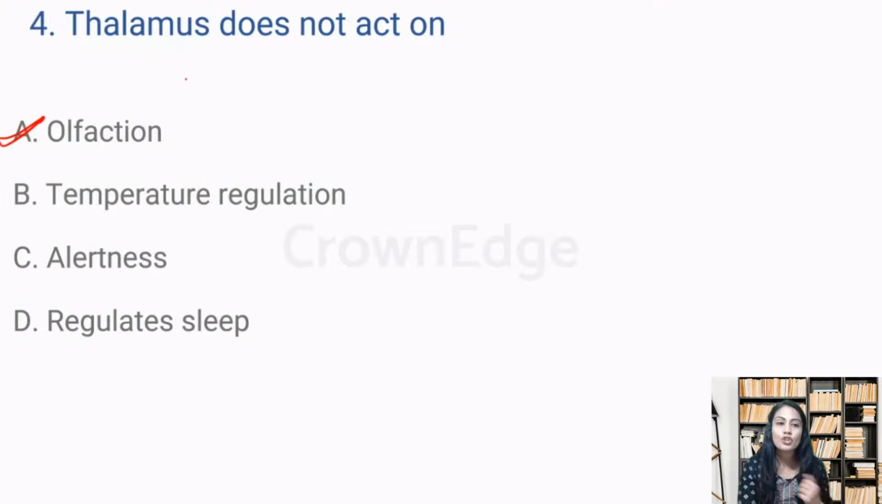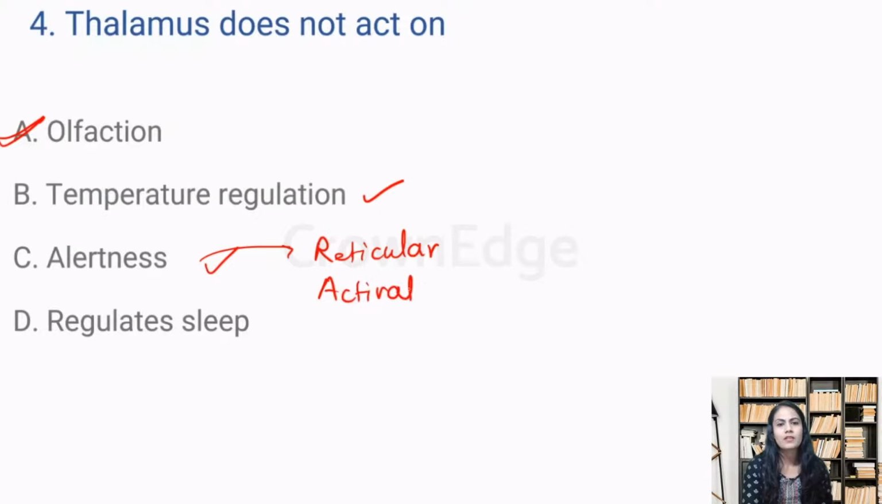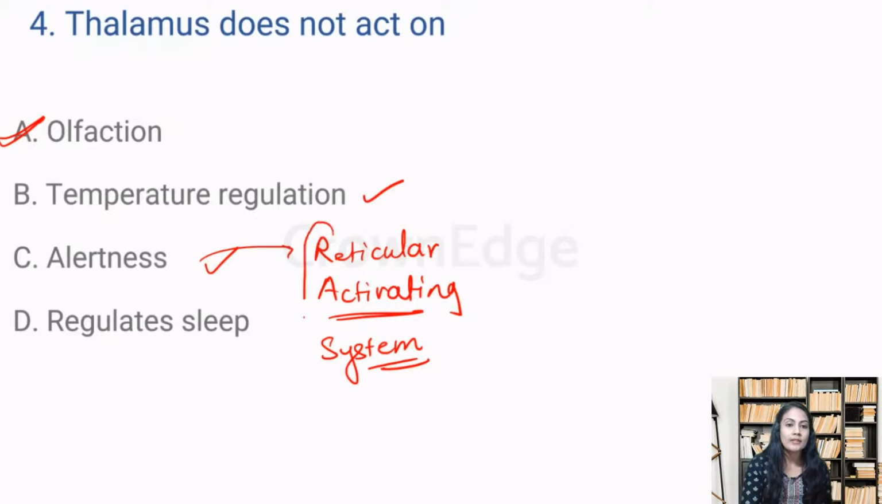So what are the other functions of the thalamus? Yes, it helps in temperature regulation and alertness. Why alertness? In the lecture we already discussed the RAS system, the reticular activating system. The name itself suggests that it is activating you, right? So get stimulated. The reticular activating system, known as RAS, is present in our brainstem. This RAS gives the alertness, and it gives signals to where? To the thalamus. So the thalamus also helps in alertness. It also regulates the sleep wake cycle.